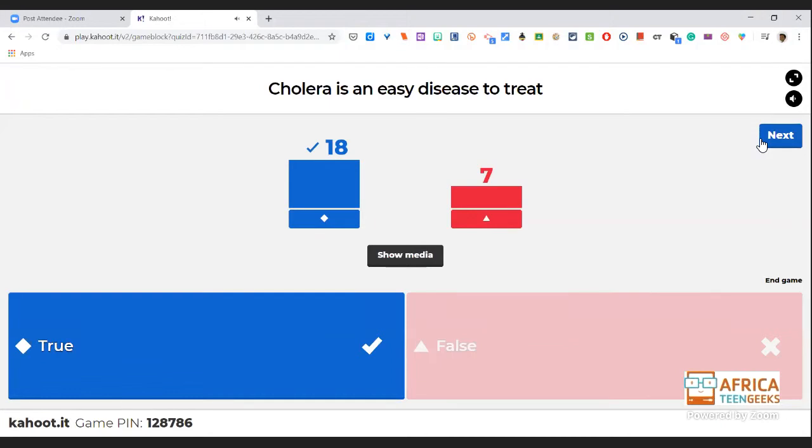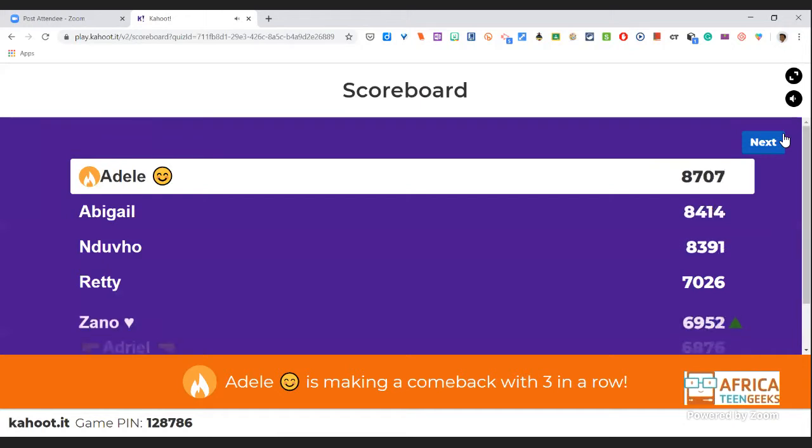True. They say it's an easy disease to treat, and because they've got the right medications and everything, even if you get it very seriously, it is treatable, which is good news. Good. Right, Zeno has appeared, and Reti and Duvu, Abigail, Adele. Well done.